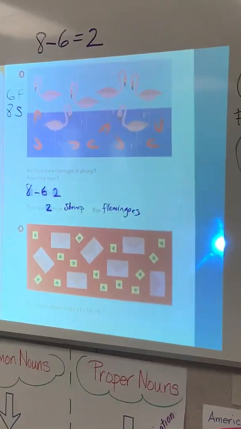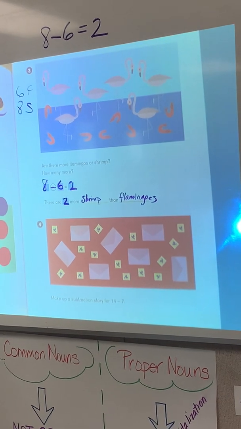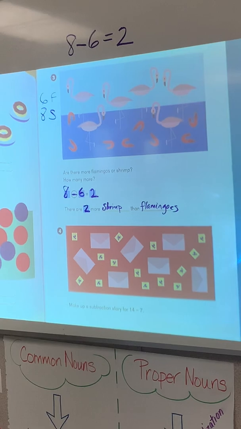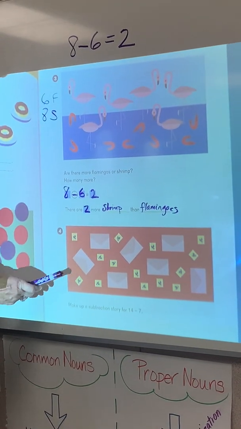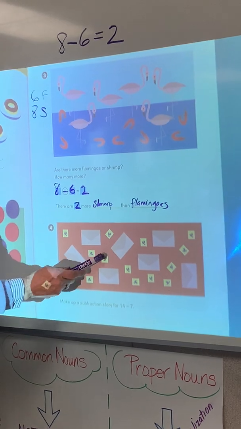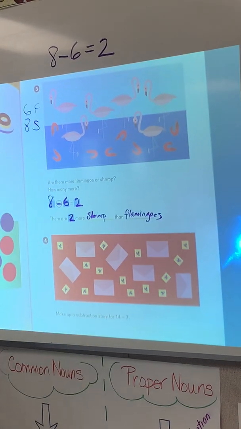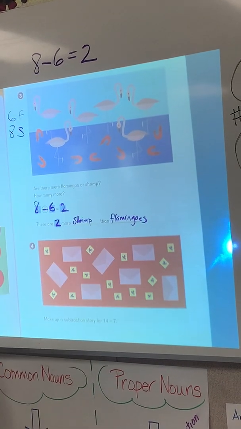There might be another page. Make up a subtraction story for 14 take away 7. Well, that's going to be easy, isn't it? Let's see, I'll bet you there's 14 stamps. 1, 2, 3, 4, 5, 6, 7, 8, 9, 10, 11, 12, 13, 14 stamps. 1, 2, 3, 4, 5, 6, 7 envelopes.